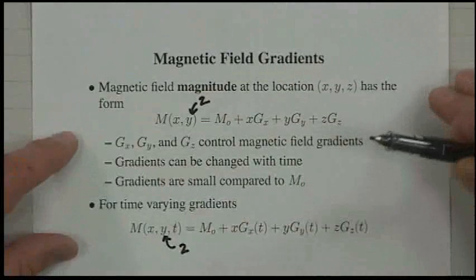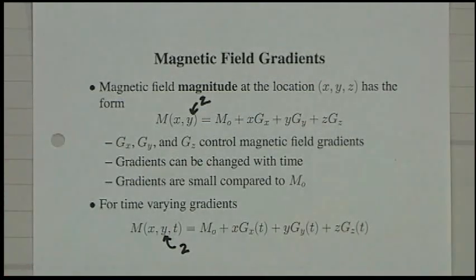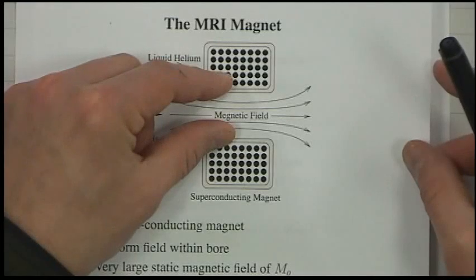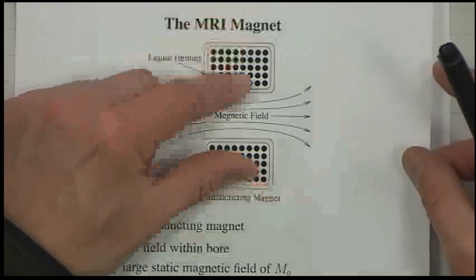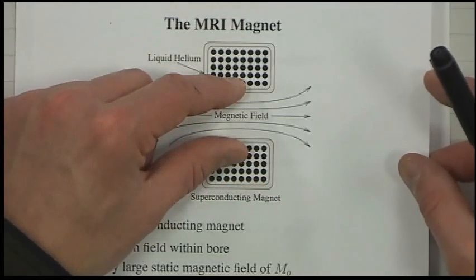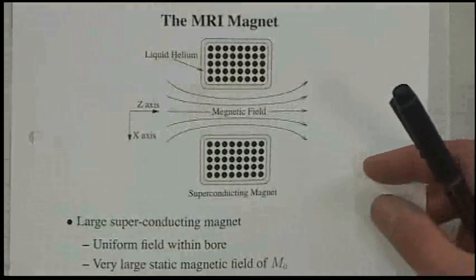So the magnetic field strength is going to vary as a function of position. The reason is you actually design the magnet so that the magnetic field is as uniform as possible in the area where you're going to do the imaging. But then they add what are called gradient coils. The gradient coils are coils that introduce a variable magnetic field, and you control those through amplifiers.